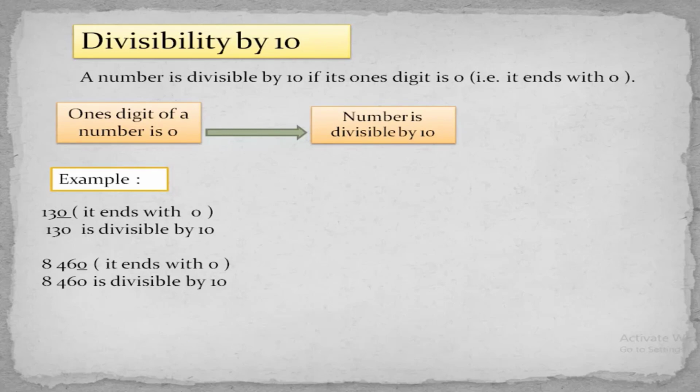The third example is 193. It ends with a 3, or its ones digit is a 3, so this number will not be divisible by 10. The number 193 isn't divisible by 10, since its ones digit is different from 0.